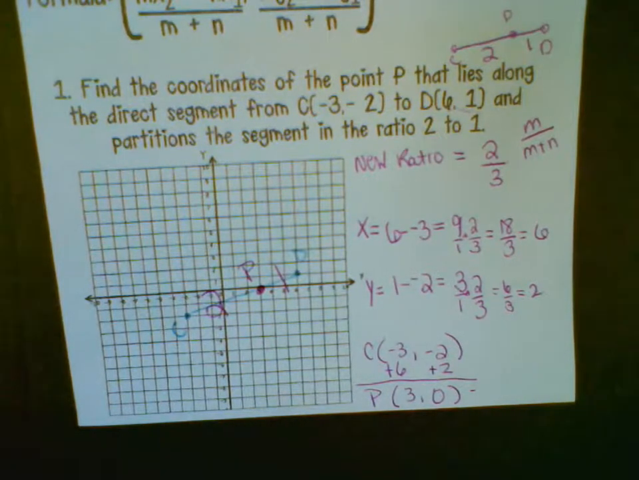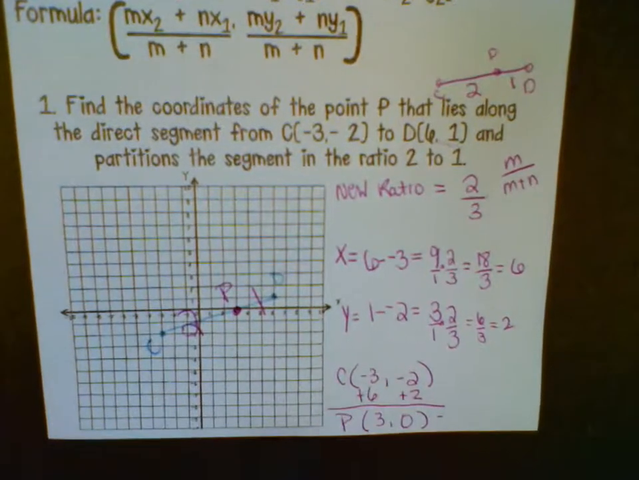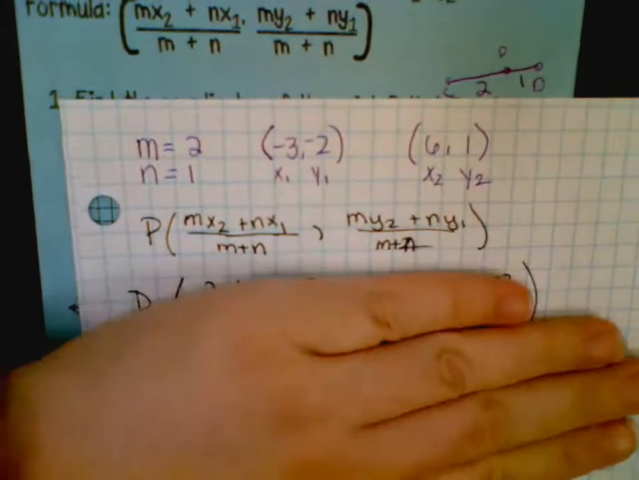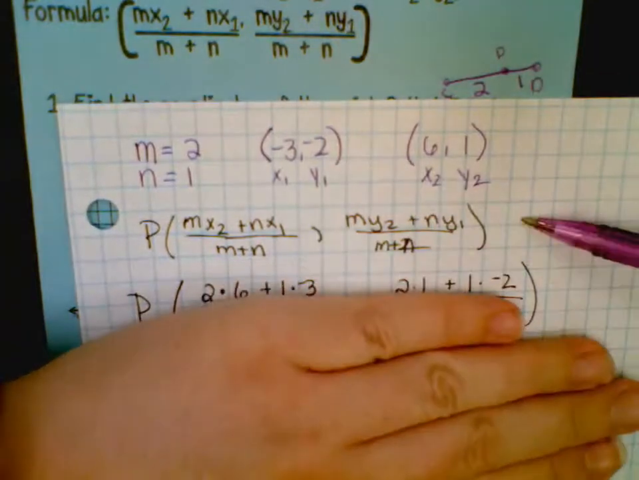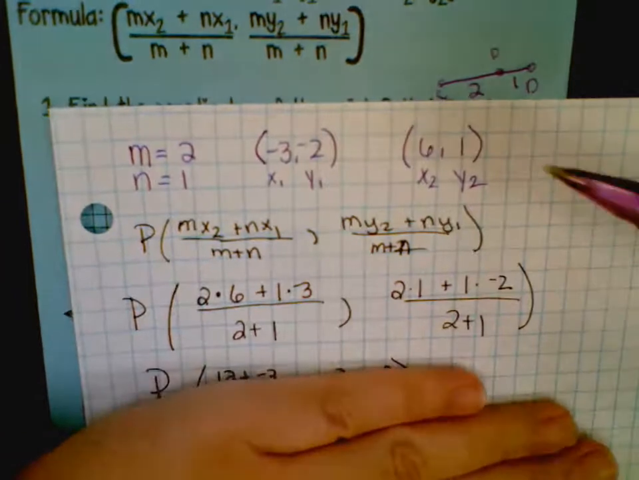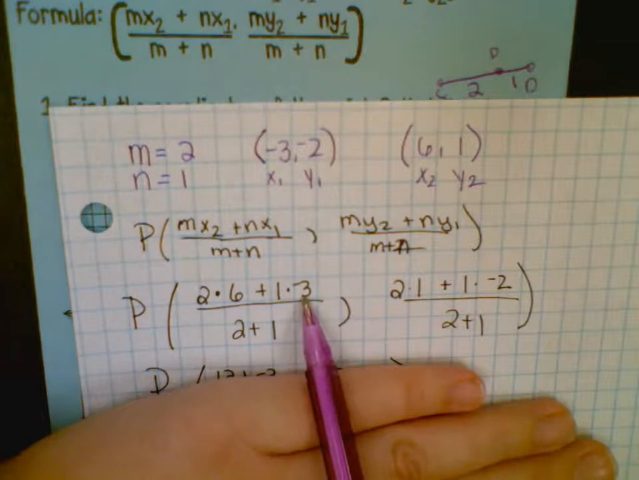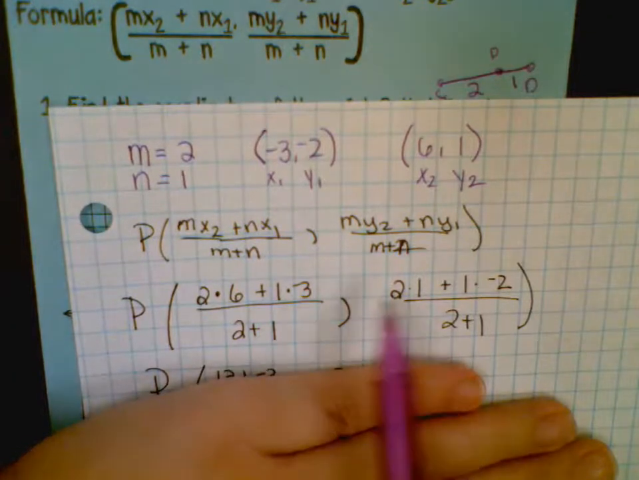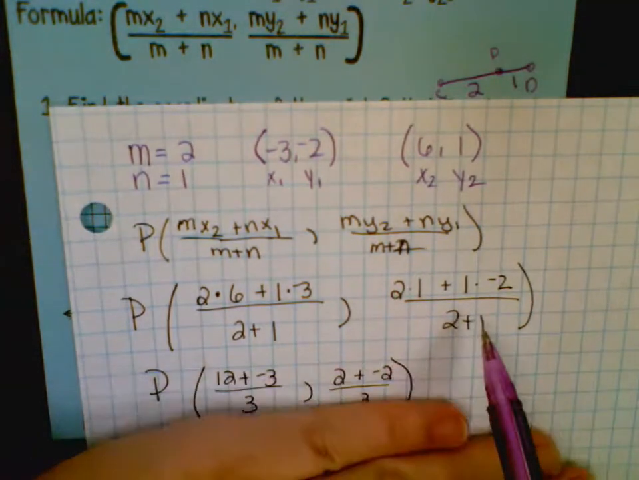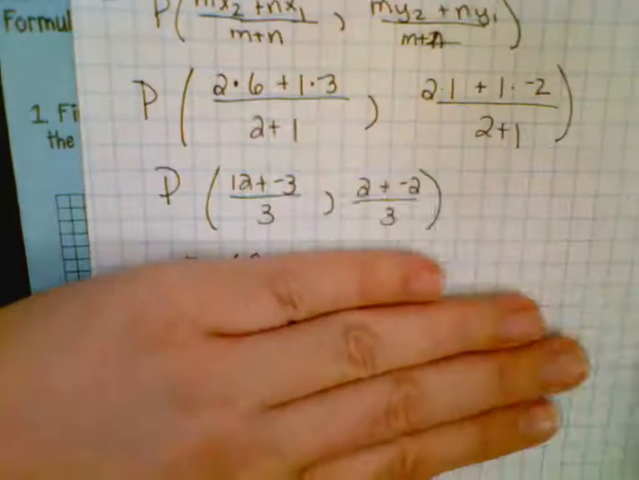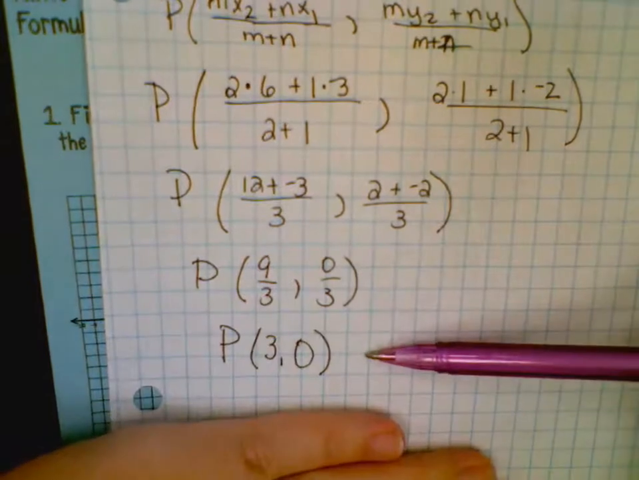I wanted to show you, though, what it would look like if we used the formula instead of doing it like this. Okay, so what we would have, I listed what our stuff is. So M is 2, N is 1, there's our points. Here's the formula, and then we just plug it in. So I plugged in my M, N, X2, X1, M plus N, M, N, Y2, Y1, M plus N. And then once I simplify it, I get that. So I did the multiplication, then I do the addition, then I do the division, and I get my point.